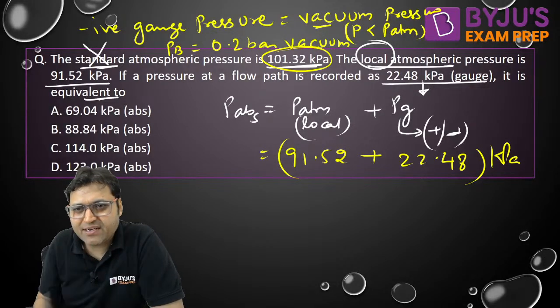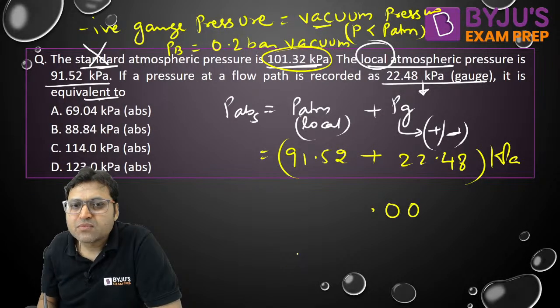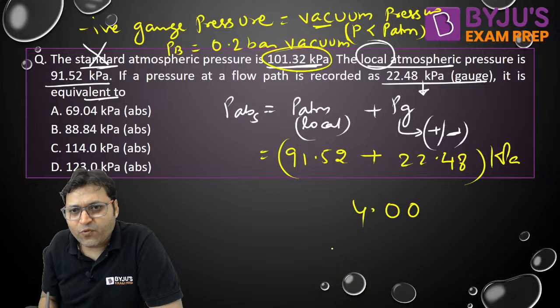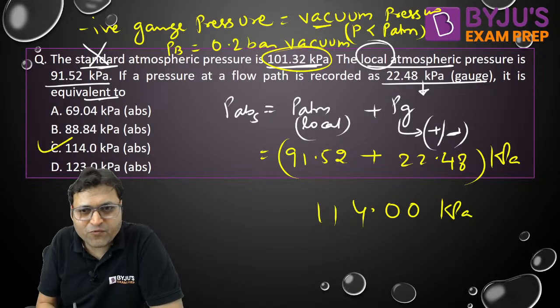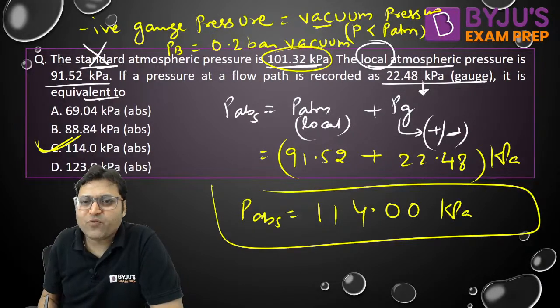So how much is that? It comes to 114 kilopascal. P absolute will be equal to 114 kilopascal.